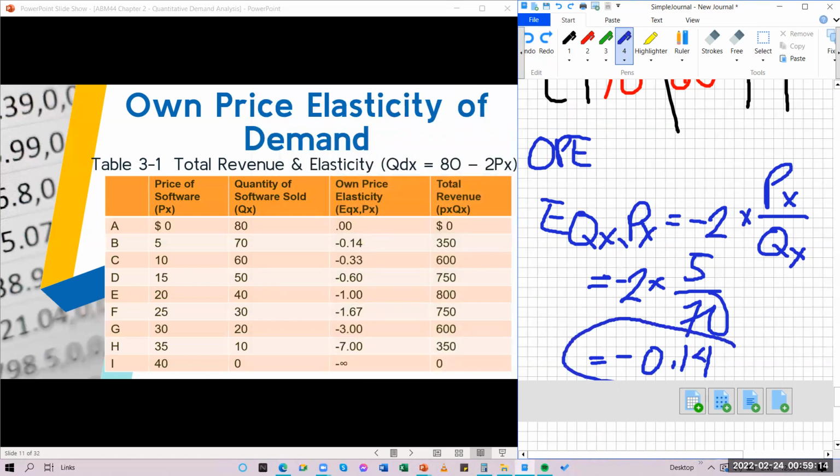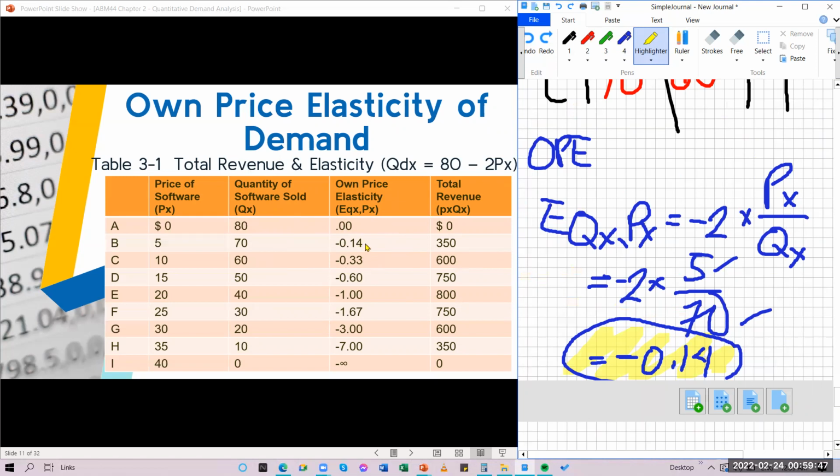Is this correct with our table? With a price of 5 and a quantity of 70, this is correct, so we did it right. This is how we will be solving our own price elasticity, and so on and so forth. So you continue it as well. I'll give you an activity to complete this own price elasticity of demand schedule or table. So this is the answer.